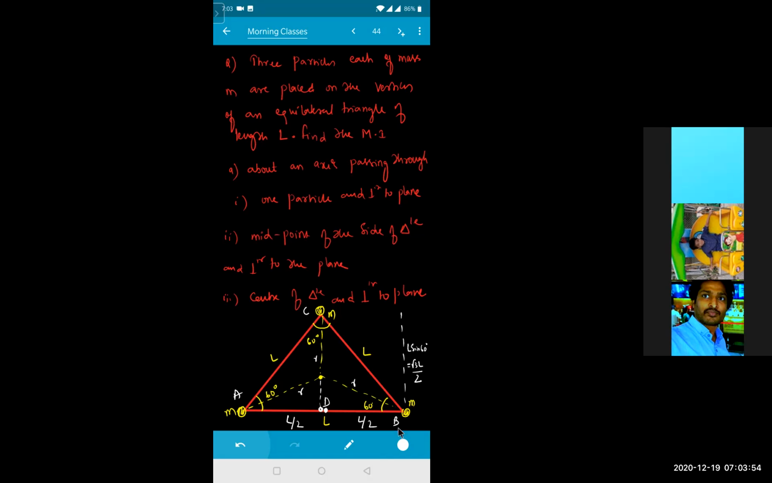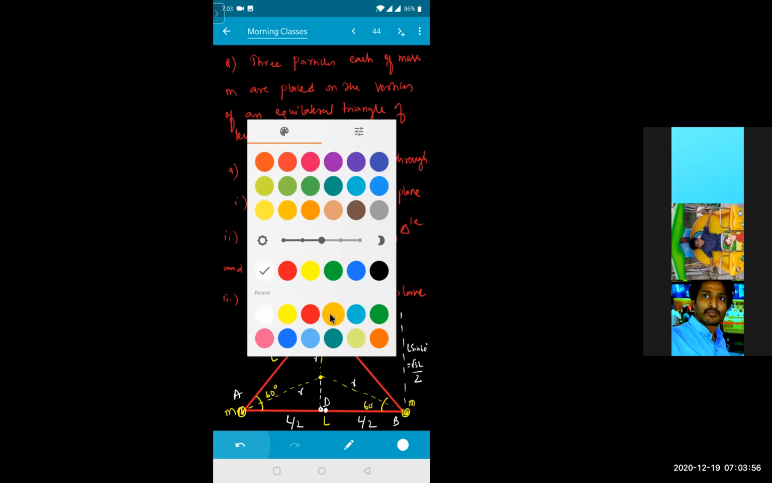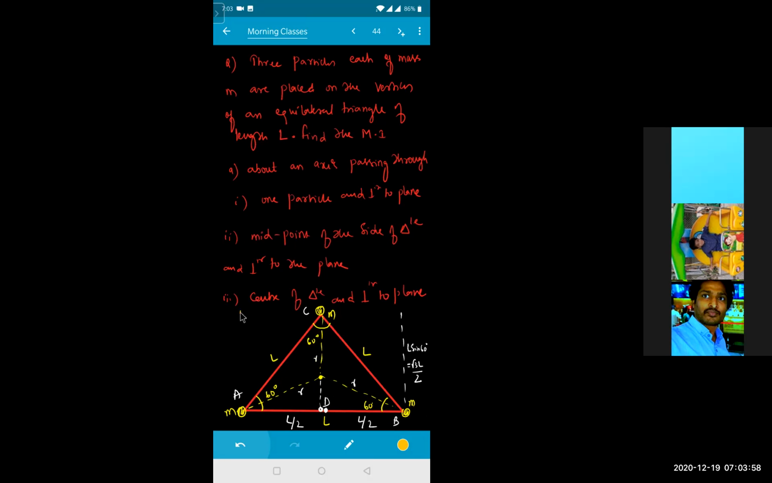For any axis, you need to take it along a particle. Like say if I'm taking this axis passing through this first one, the moment of inertia because of A will become how much? 0. Then the remaining particle will be at how much distance right now for this one? Can you tell me? Moment of inertia of the other particle will be equal to how much, about an axis perpendicular to the plane? Understood?